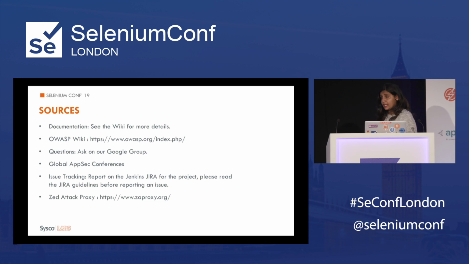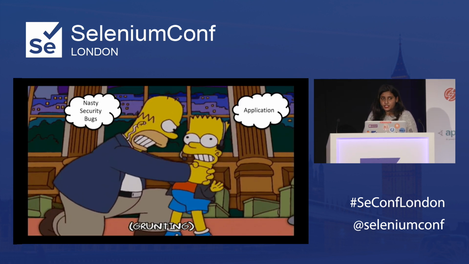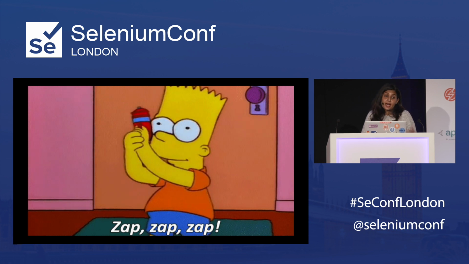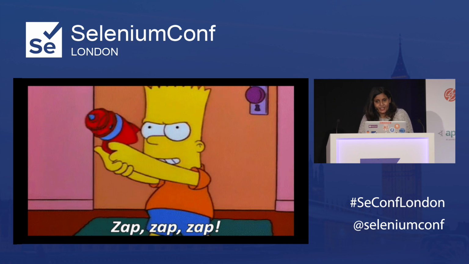So these are the sources that I've used. So you can look at them as well, and you can start working on security testing with your existing tests that are available. So hope this was helpful for you guys, and don't let those nasty bugs choke your application. Just zap, zap, zap. You can use any tool you want, but just get rid of them at an early stage. Thank you.